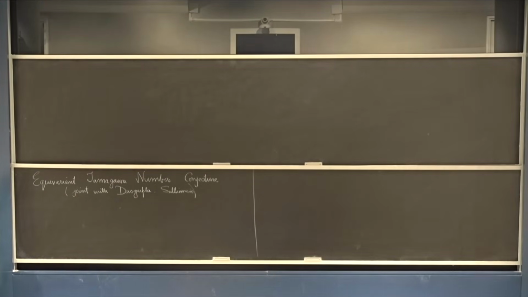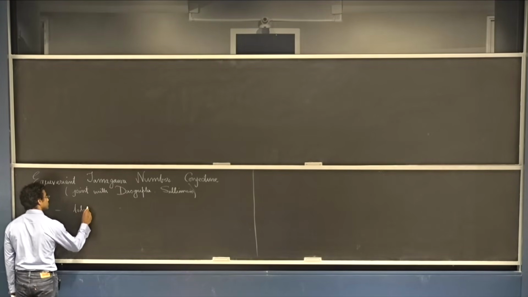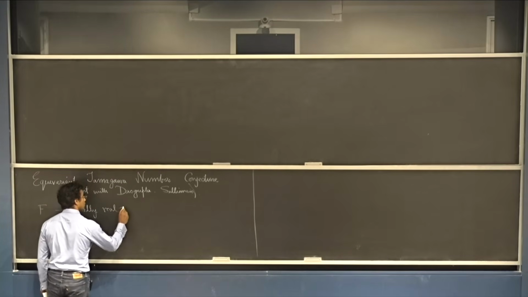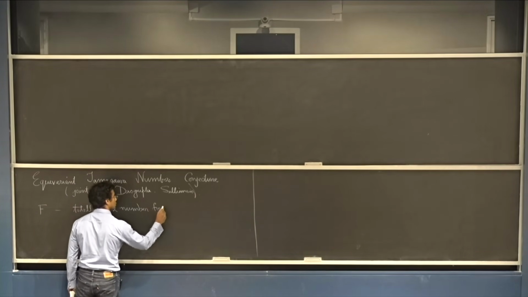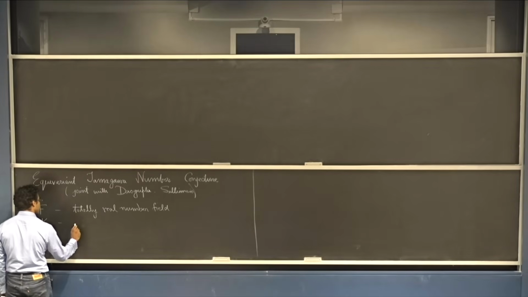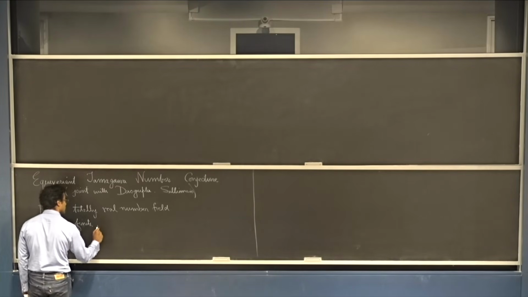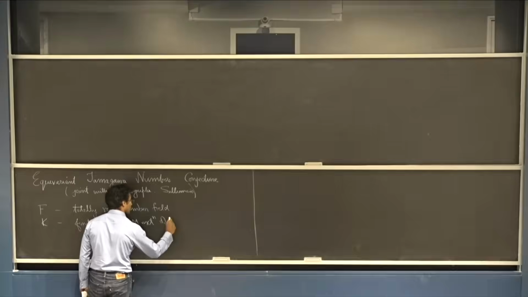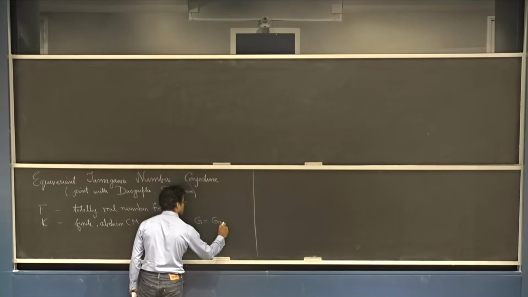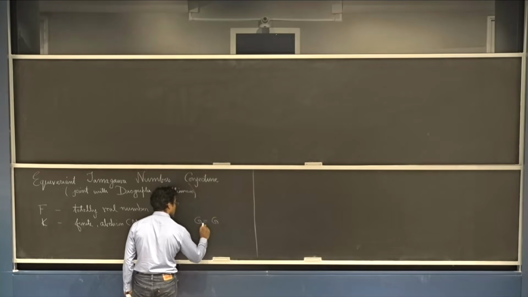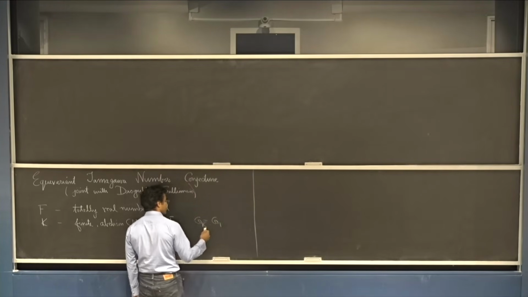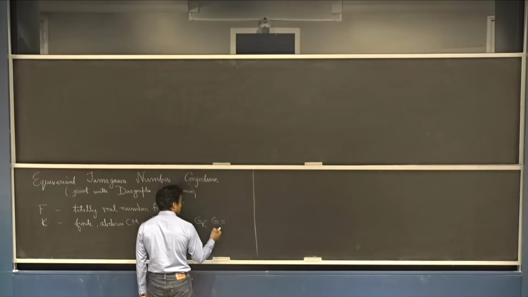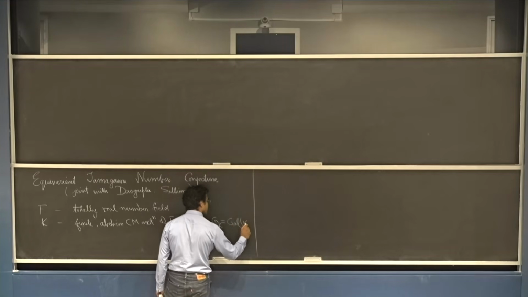Okay. So here's the setup. F is a totally real number field, and K is a finite abelian CM extension of F with Galois group G, or sometimes I'll write it as G_K. Afterwards I'll vary this field K, so I'll write it as G_K when I'm varying the field.